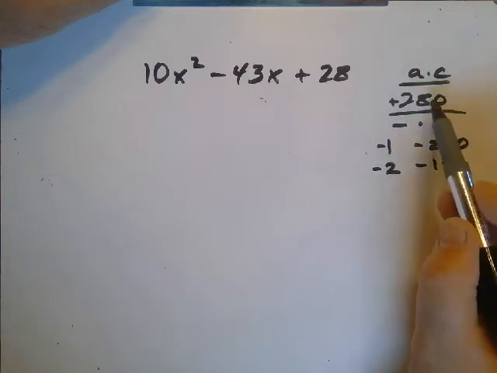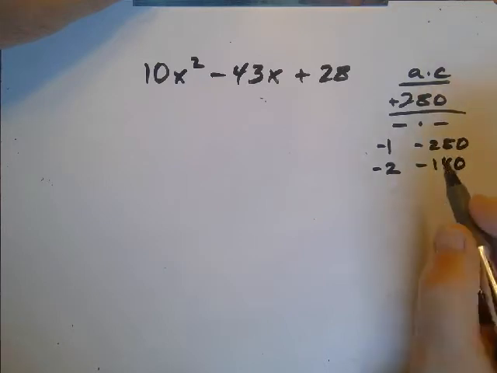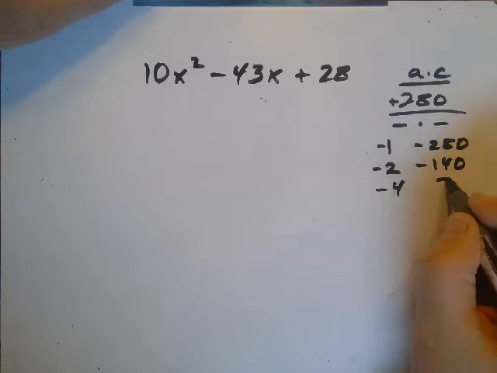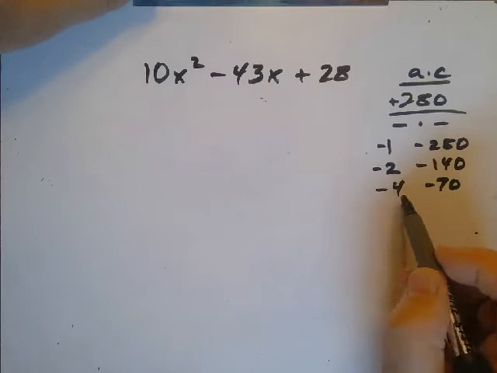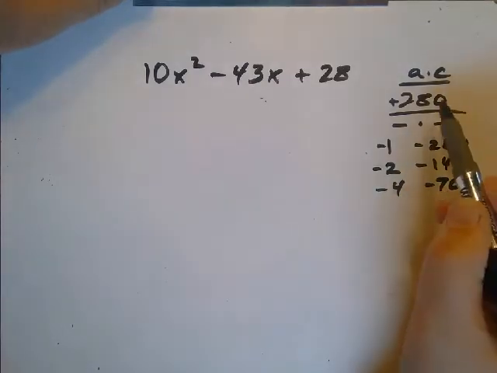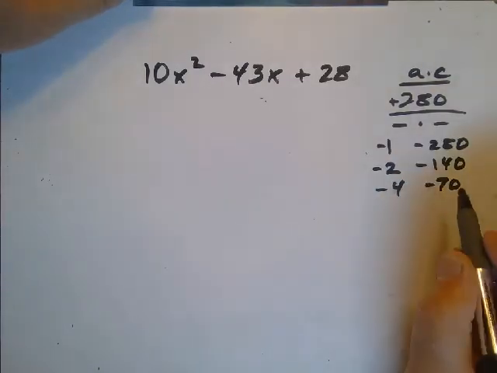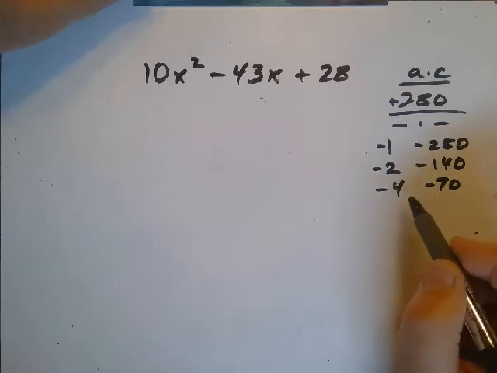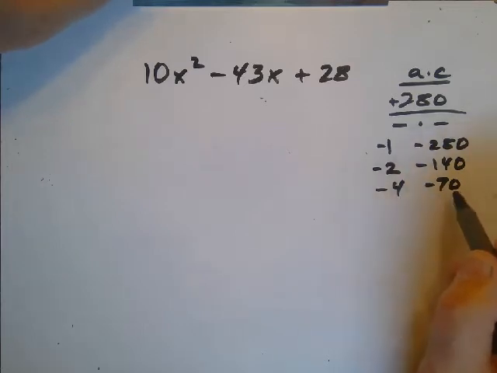But I can tell that 4 will, because 4 goes into 28 7 times. So negative 4 goes in negative 70 times. Negative 4 times negative 70 is a positive 280. Well, now things are going to start getting challenging here. That's a sum of negative 74.